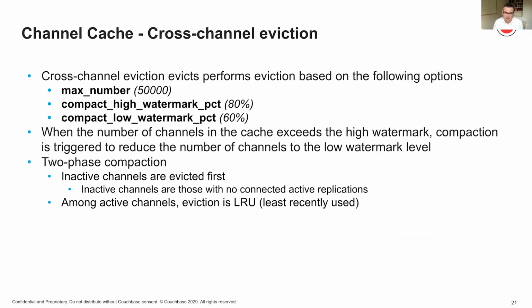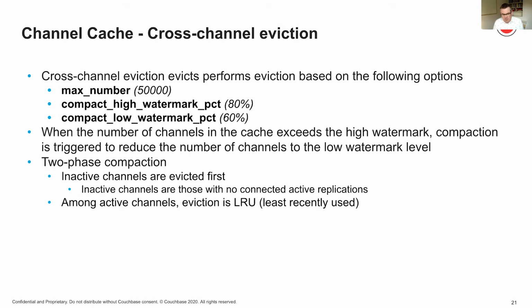Now, when we're talking about cross-channel eviction, this is done as a high watermark approach. So by default, the channel cache is going to store up to 50,000 channels, but it's going to start evicting channels when it hits the high watermark of 80% of that. So once you have 40,000 channels resident in your cache, compaction is going to kick in, and it's going to attempt to compact the number of channels down to the low watermark. So down to, well, 60% of 50,000 in this case, so down to 30,000.